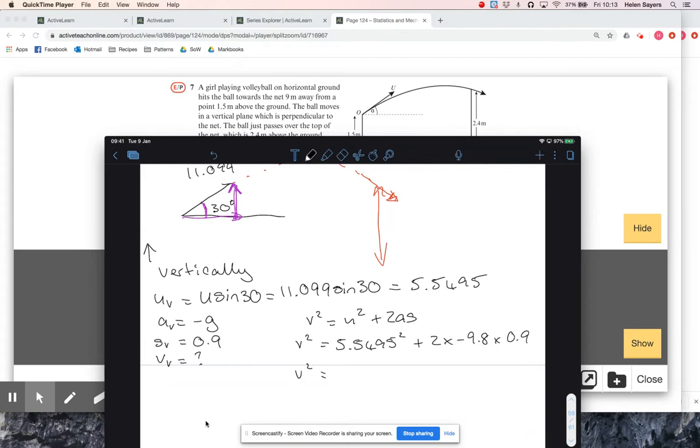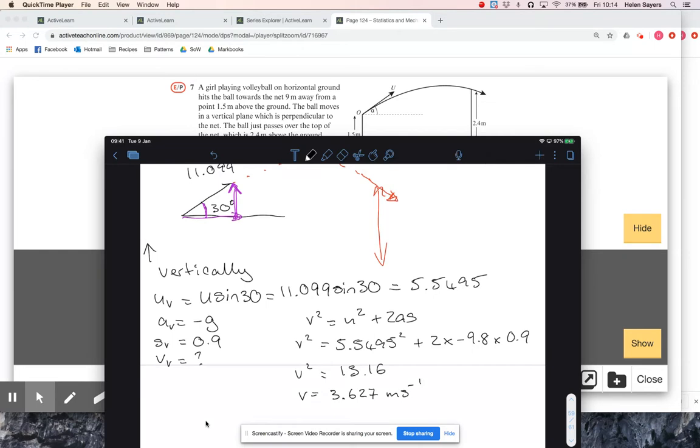So let's do that with the calculator. So that's squared minus 2 times 9.8 times 0.9. Right, so there we go. That's giving me v squared is 13.16. And if I square root that, I get v is 3.627. I'll put the units. That's not my final answer, so I don't think it'd be a problem if I didn't put the units there.